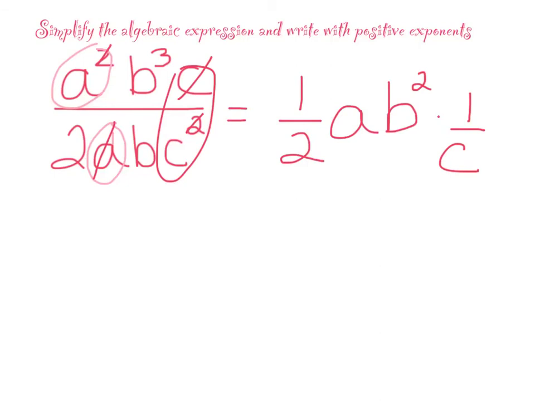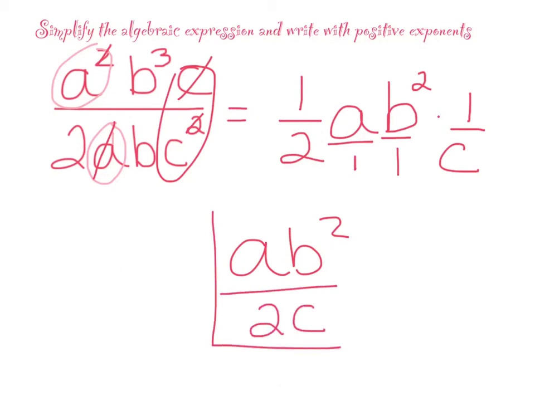So to make this prettier, we have 1, and then if you think of these over 1, we've got a b squared on top, and we have 2c on bottom. And that is that.